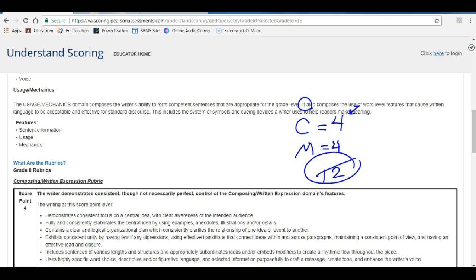Okay, so 4 plus 4 is 12, so let's think of it this way. If your first category had a 2, if it was just 50%, not really great on the composing, then it'd be 2 plus 2 plus 4, maybe your mechanics was perfect, that would still only be an 8. So in order to pass, a passing score is 9.